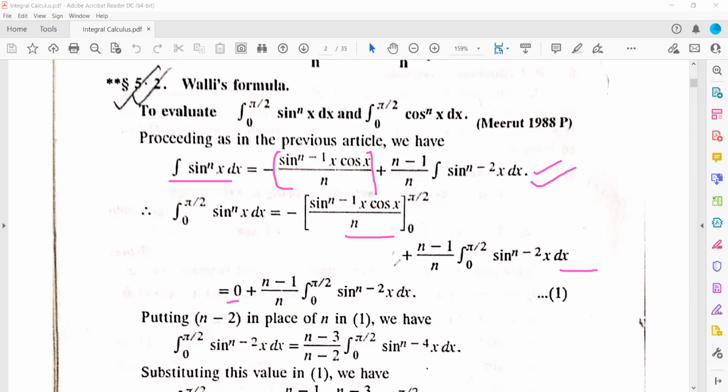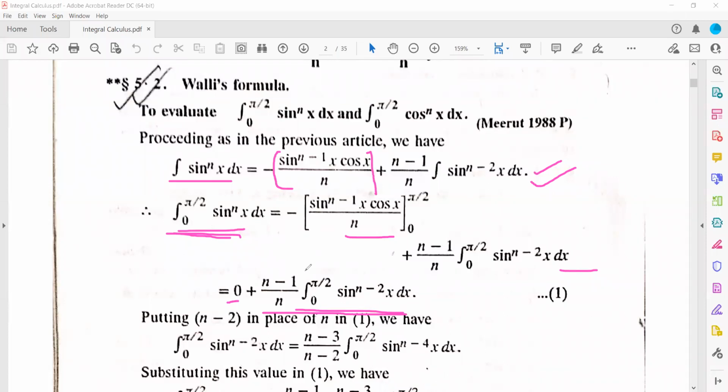Is that clear? So what are we getting? After the first step, 0 to pi by 2 sine to the power n x dx is equal to n minus 1 upon n times 0 to pi by 2 sine to the power n minus 2 x dx. Now you need to find this one. This is the expression for 0 to pi by 2 sine to the power n x dx.